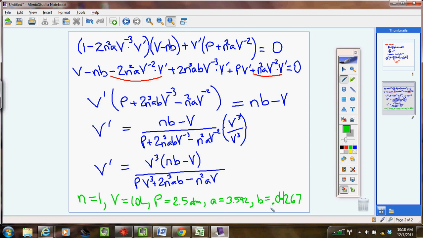Alright. So, to do part B, which I'm not going to do for you, the answer is in the back of the book. Plug 1 in for n, plug 10 in for V since it says 10 liters, 2.5 in for P, and these values in for a and b, do the calculation and see that you get the answer in the back of the book. At some point, you should probably go back and try to redo all this, all the derivative stuff up here on your own, and see if you can come up with the correct answer without watching the video or looking at your notes.